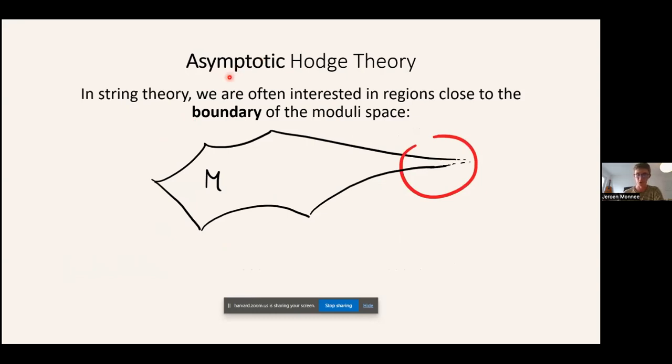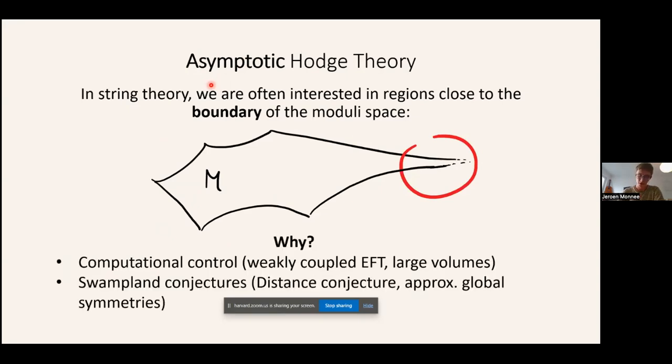So as most of you probably know, in string theory we are often interested in considering regions of the moduli space that are close to the boundary. These are the asymptotic regions. And there are multiple reasons for this. The first one I already alluded to, which is computational control, right?